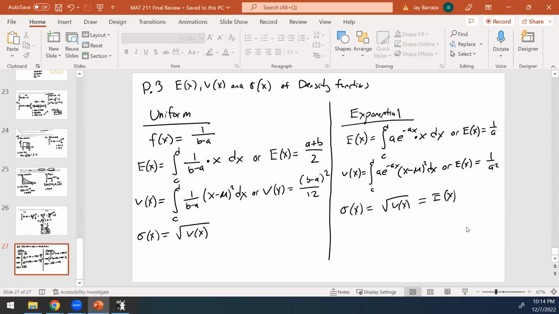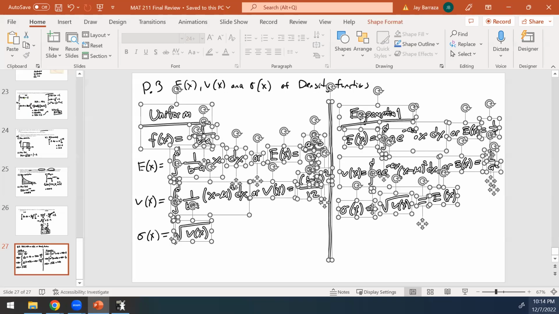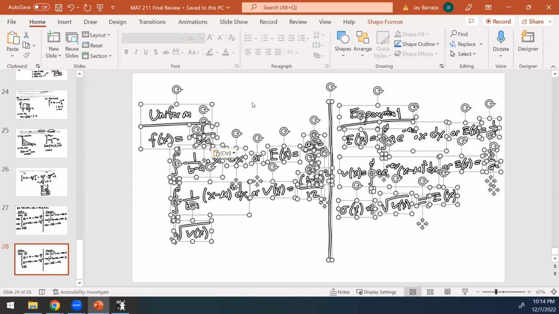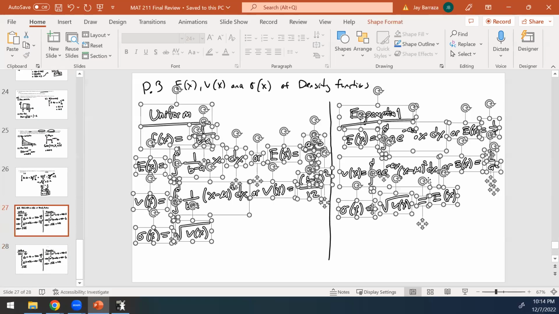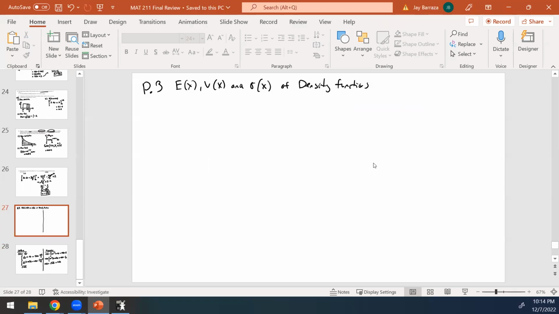Now, I just realized that I kind of skipped the base formula, so I'm going to copy and paste this into a new slide, and then I'm going to erase this and give you the base formula without all of that information. Sorry, I just kind of got ahead of myself right there.